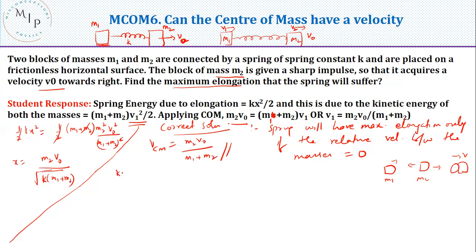The energy equation tells you kinetic energy initial plus potential energy initial is equal to kinetic energy final plus potential energy final. Right? What is kinetic energy initial? When the system was like this, you applied a velocity. So kinetic energy was half m v0 square.